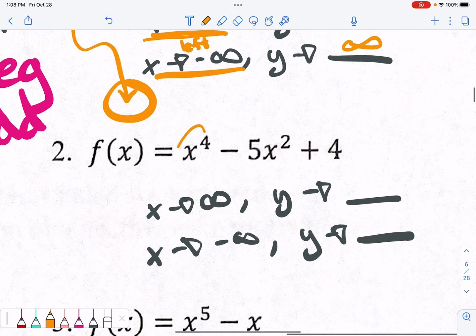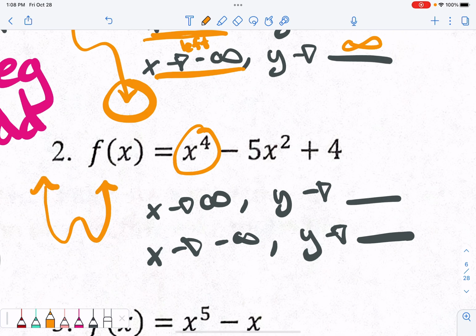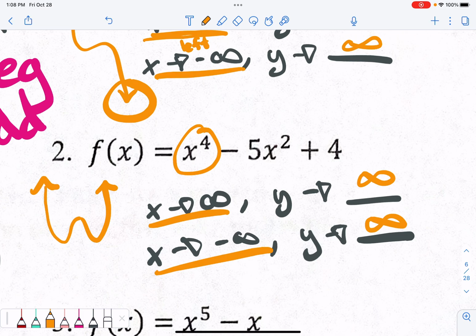Okay? Number 2 is x to the fourth power. It's positive x to the fourth power. What's it going to look like? Up and up, like a W, up and up, right? So on the left side or the right side, it doesn't matter. It's going to be positive infinity no matter what. Does that make sense?